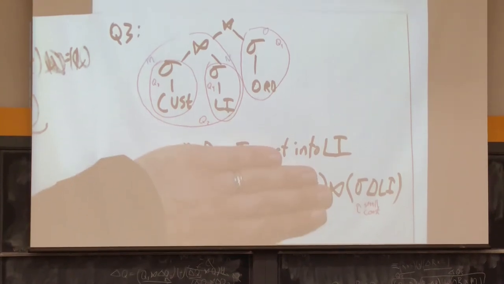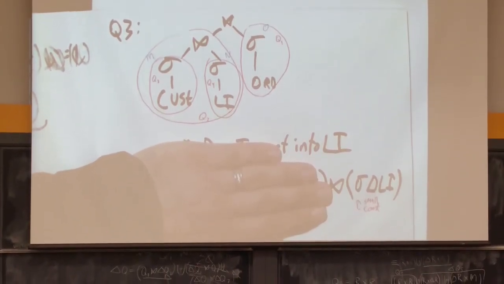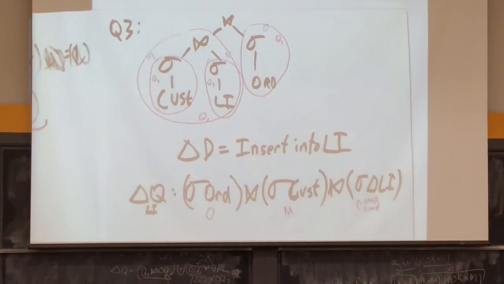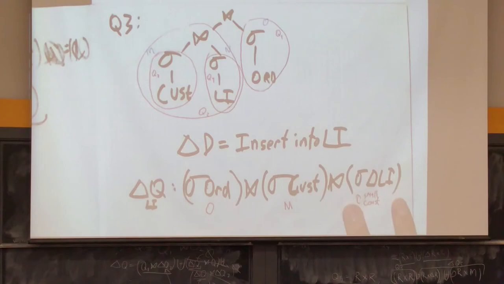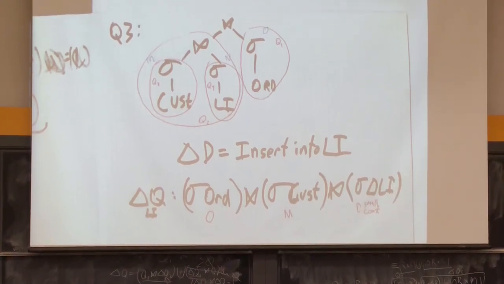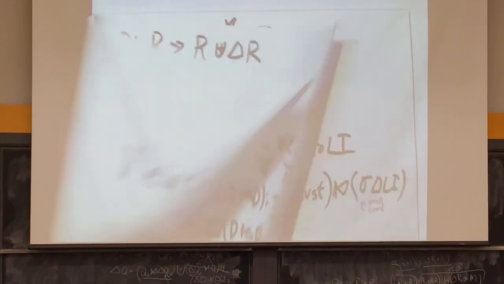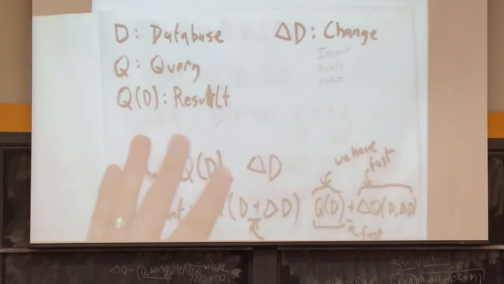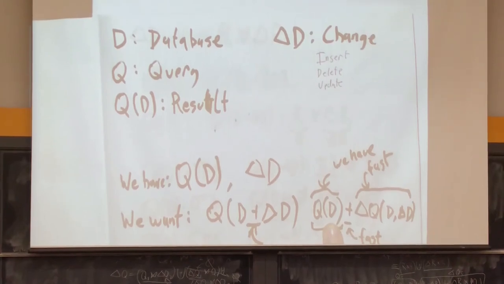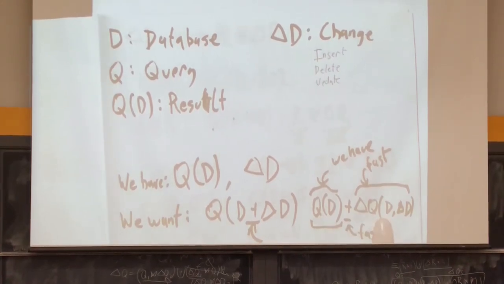So we haven't actually saved anything on this part, although there are some techniques for making that more efficient. But we have saved ourselves quite a bit on this one term. The overall cost of the delta query is going to be a lot cheaper than the overall cost of the original query. And what were the two things that we needed to do? So we already have Q of D. We've established now that delta Q is going to be faster, maybe not necessarily super fast, but at least faster than recomputing the original query from scratch.